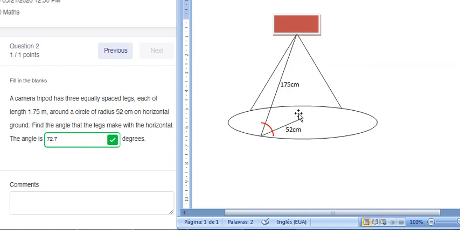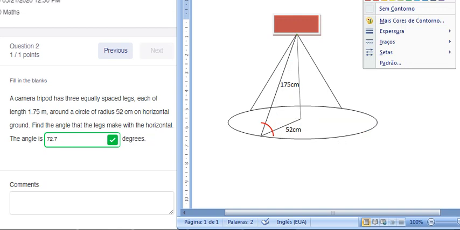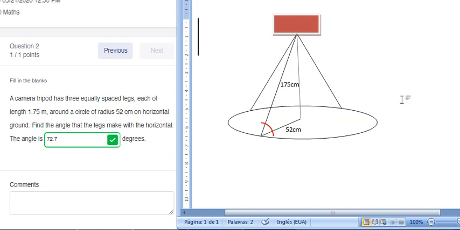As you can see, I'm going to draw one more side of our triangle. I'm going to draw this side here. Let me use another color. This side doesn't exist, we are just creating it. This is the height of the tripod.